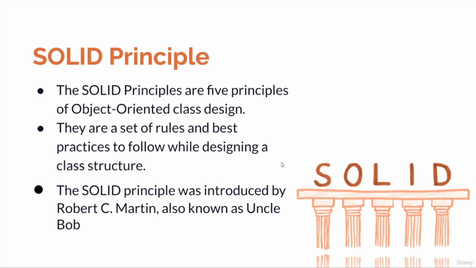So whenever we are solving any OOP problem, these principles help us to structure our code in the most efficient way. These principles provide certain guidelines, like which is the right way of doing certain things. Basically, Robert C. Martin, who is also called Uncle Bob, introduced these principles for the first time in his book on clean code or on agile development. So there we got the idea about the SOLID principles.